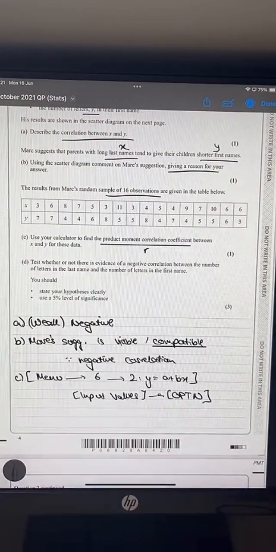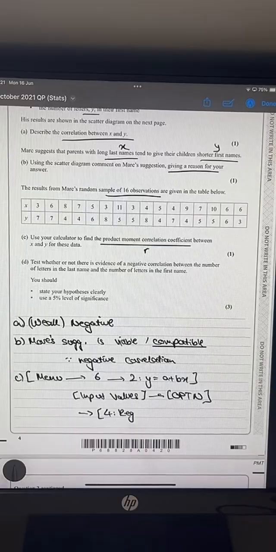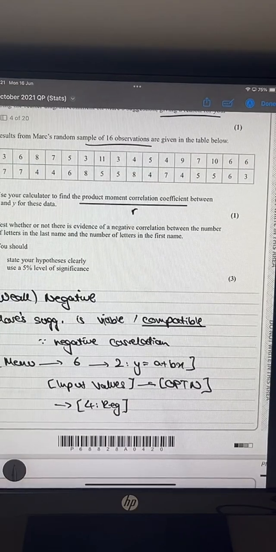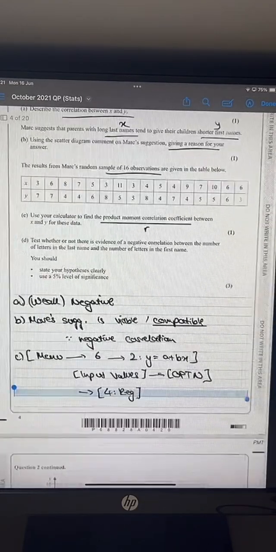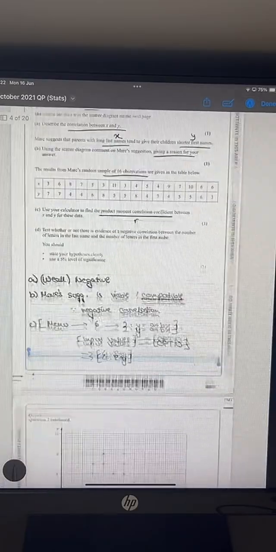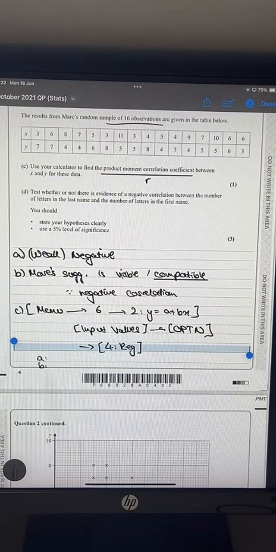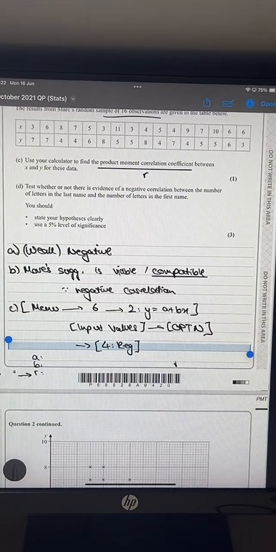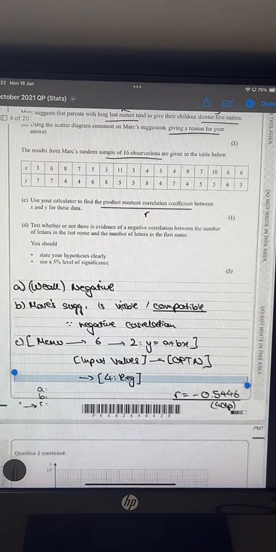So when you click option, you need to go on to number 4, which is the linear regression one, which is regression, all right? Then you'll get told, I believe, an A value, a B value. So it should look something like A colon, B colon, R colon. You read off the R colon value. So then you just get R is equal to negative 0.5446 to 4 dp. And that is the product moment correlation coefficient of this data.